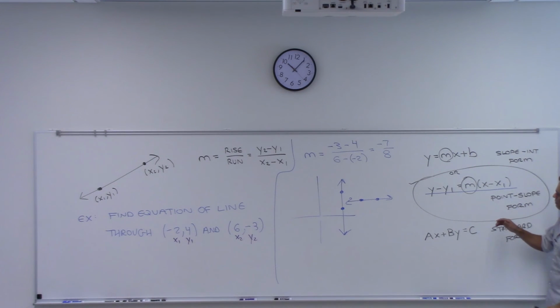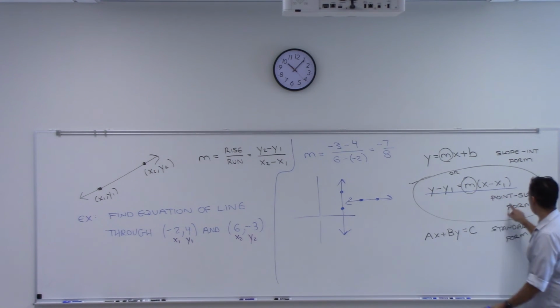So learn it, memorize it. The formula says that if you give me any point, x1, y1, and give me the slope of that line, I can give you the equation of it. That's why it's called the point-slope formula. Give me a point, give me a slope, I give you the equation.